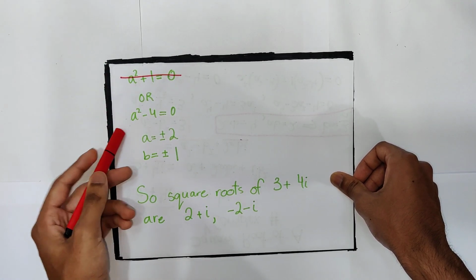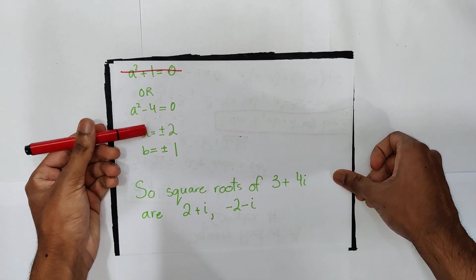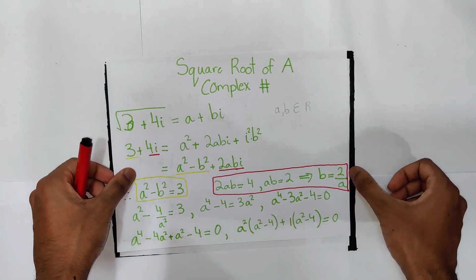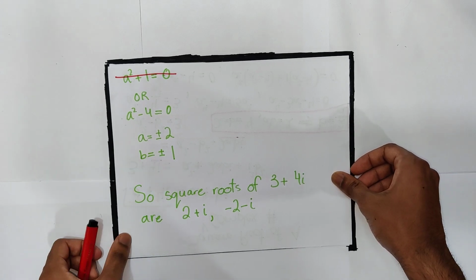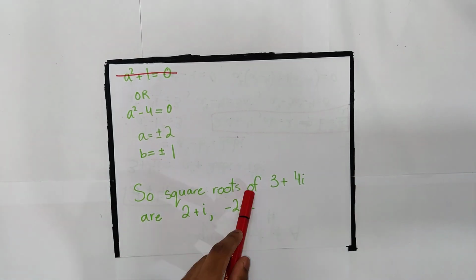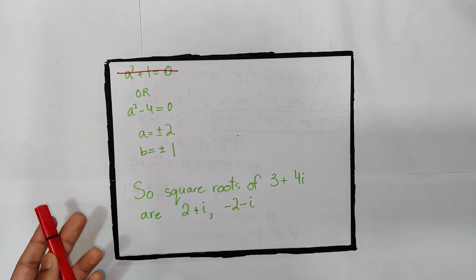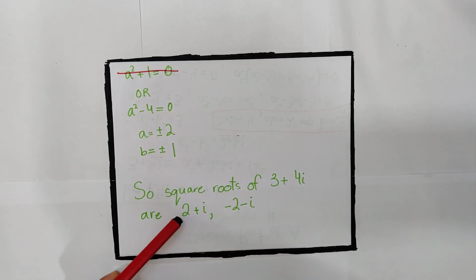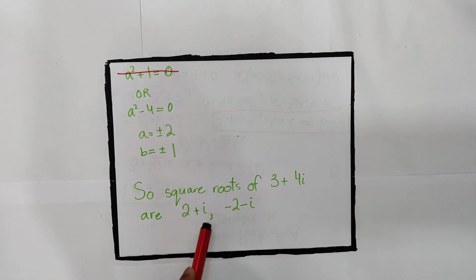The only other option is a squared minus 4 equals 0, which means that a is equal to plus or minus 2, and because we defined b as 2 divided by a, we know that b is plus or minus 1. So the square roots of 3 plus 4i, therefore, are 2 plus i and minus 2 minus i. Similar to the real number system, whenever you have the square root of a complex number, the different square roots will be plus and negative.